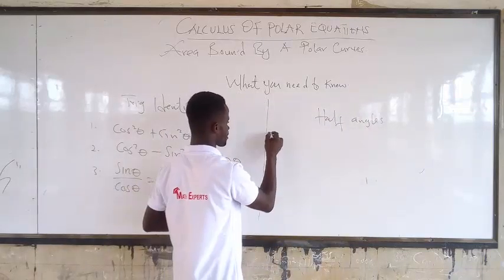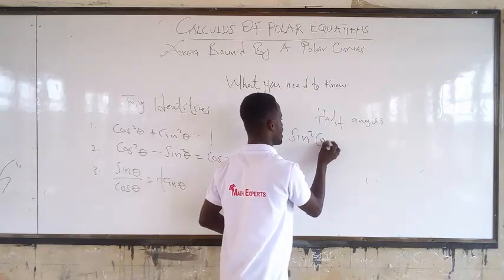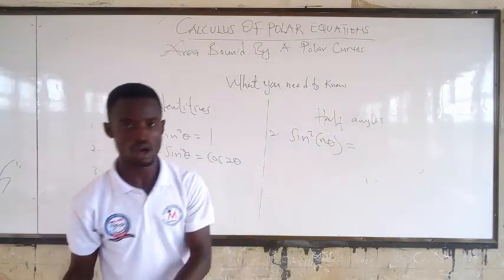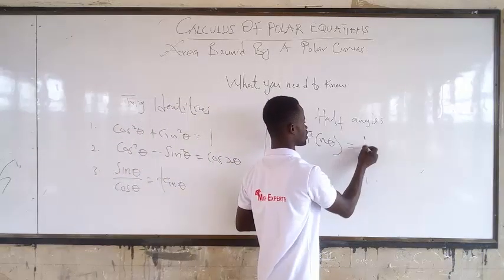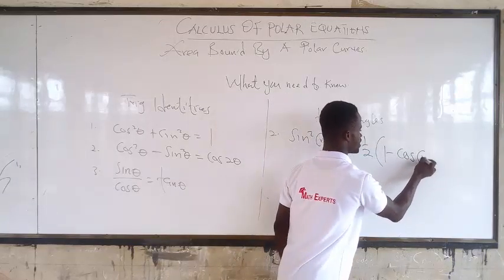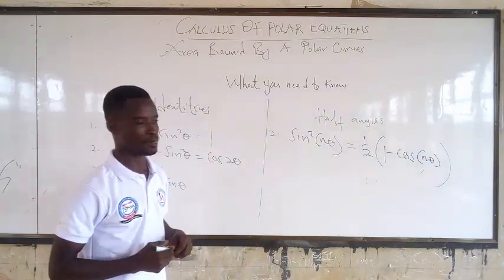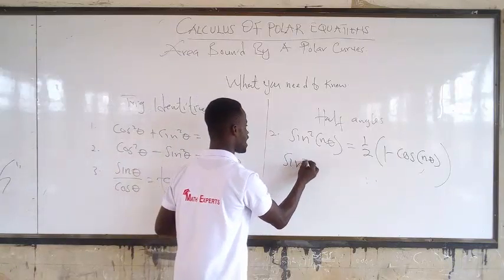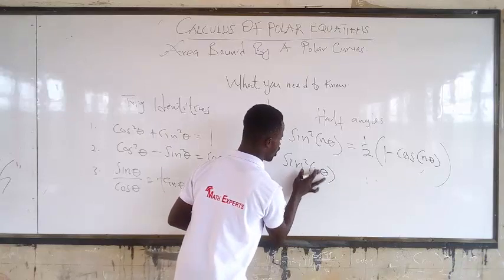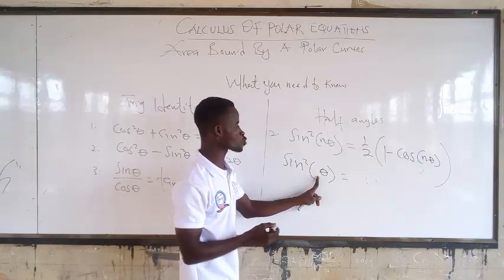So, how will I take note? Sine square n theta. So what this one means is that half of 1 minus cos n theta. That's what this one is going to be. So to have sine square theta, what is here is what? 1. So n is 1.